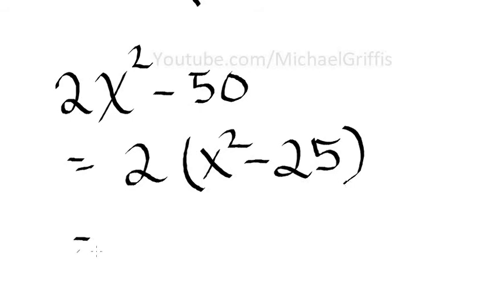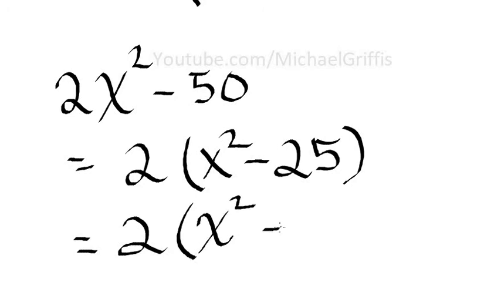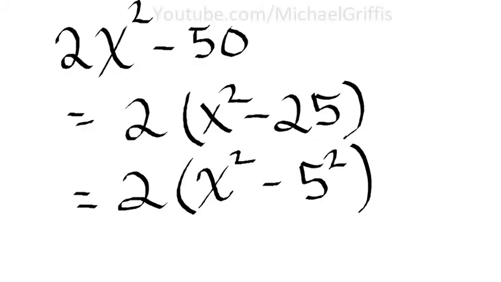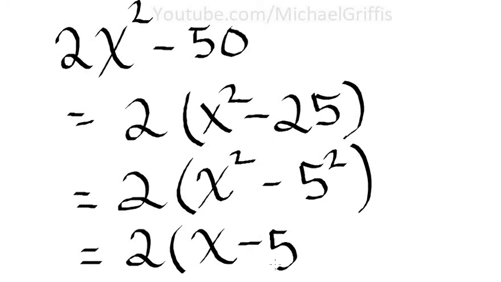So now it should be clear. Rewriting this, that 25 can be rewritten as 5 squared. So now we're left with 2 times, factoring the x squared minus 5 squared, we get x minus 5 times x plus 5.